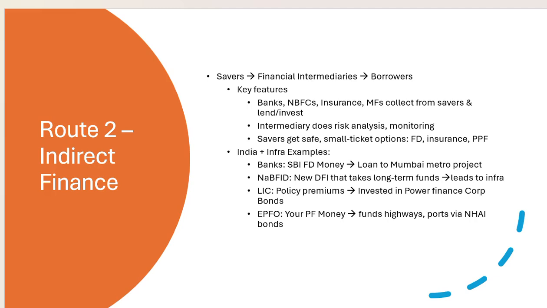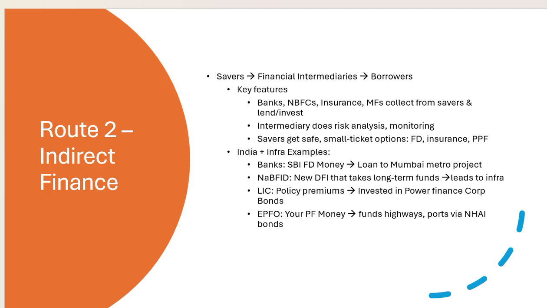So let's discuss Indian infrastructure examples of what they are. Let's first consider the bank, SBI FD money. If the customers or savers of SBI deposit their money in a savings account, fixed deposit or recurring deposit, SBI will take that amount and lend it to the Mumbai Metro project. Suppose a 10,000 crore or 1,000 crore Mumbai infrastructure project, so SBI will lend that money to this project, and SBI will be the intermediate entity for such a project.